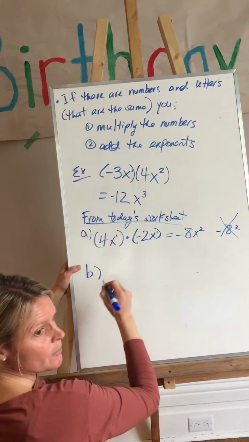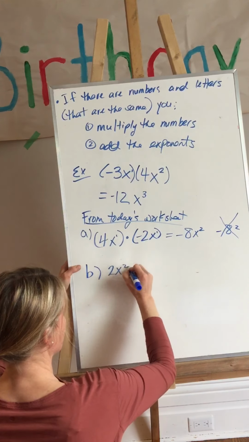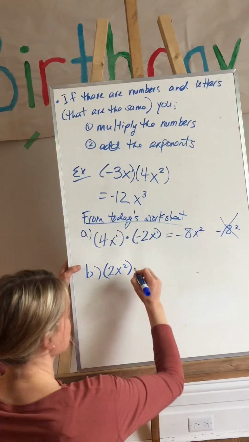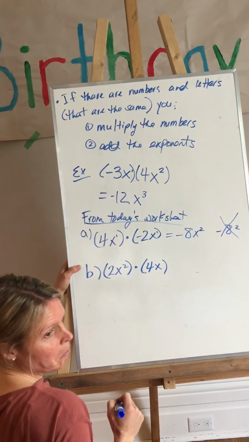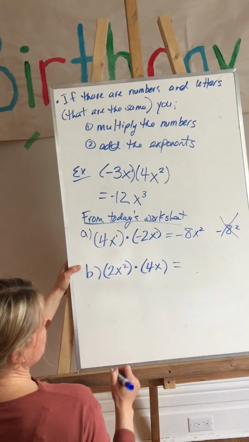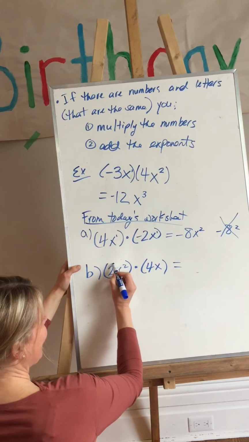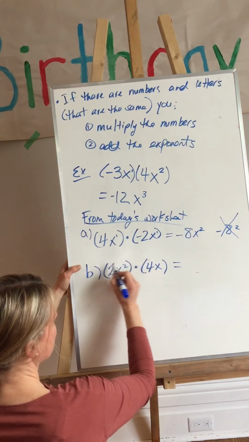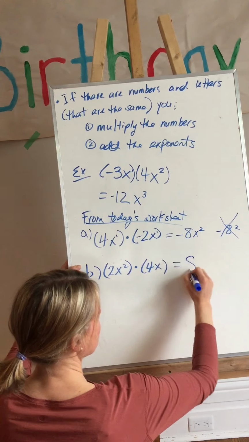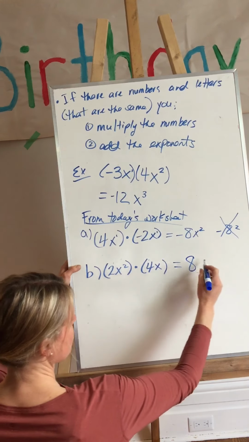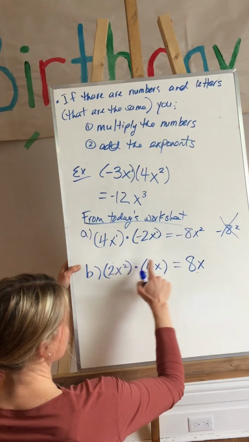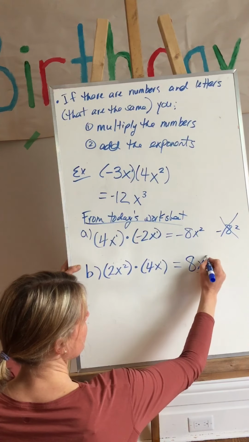B, 2x squared times, it's got that dot, 4x. Same variable. So I'm going to multiply the numbers. So 2 times 4 is 8. And then I will add the exponents on the variables. So that would be x, 2 plus 1. That's x cubed.